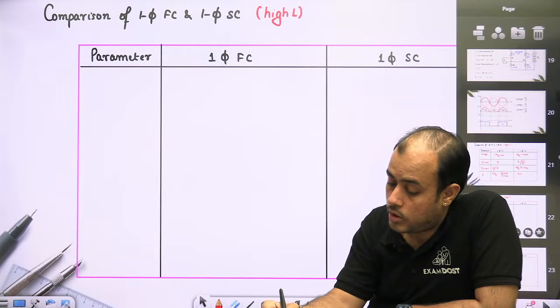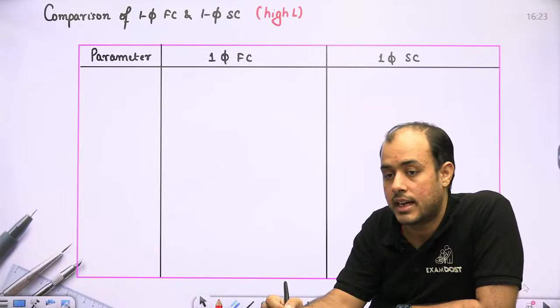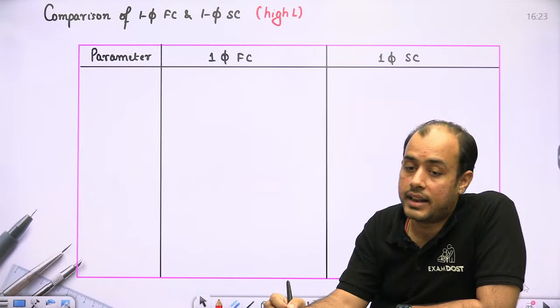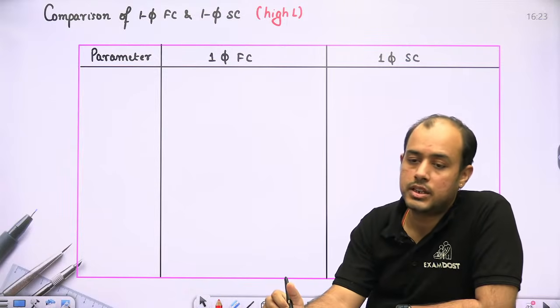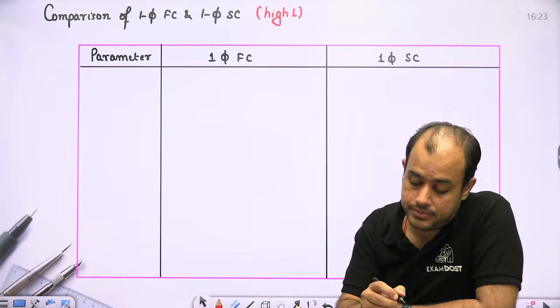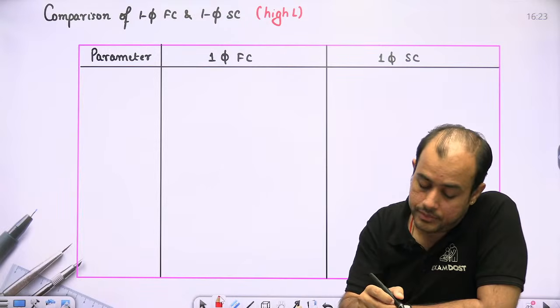For RLE load, if the load current is continuous, beta, it will behave like a RL load. ठीक है, not like a semi converter. फुल कन्वर्टर की तरह ही बिहेव करेगा. ठीक है, उसमें सेमी का कोई रोल नहीं है.